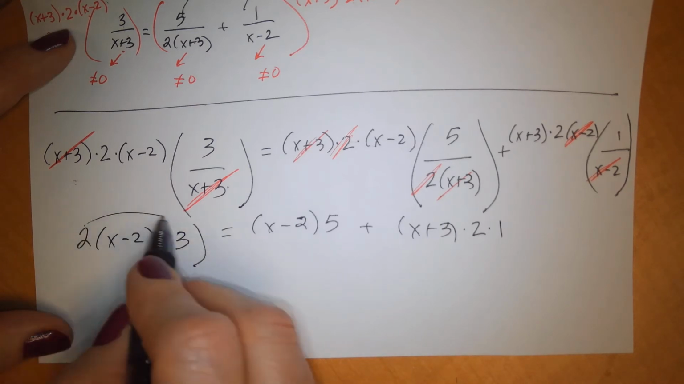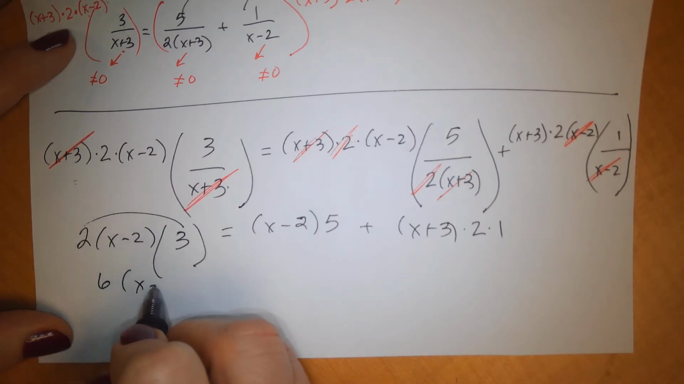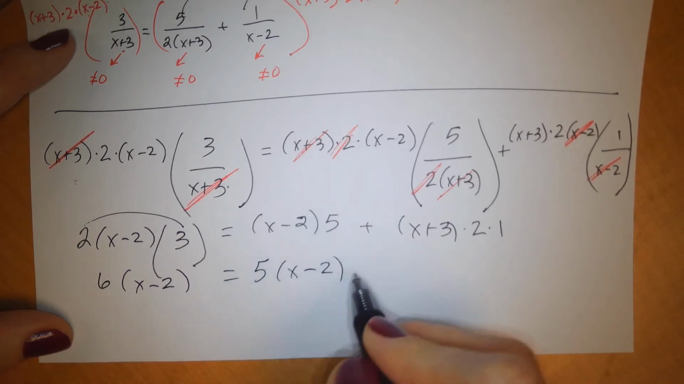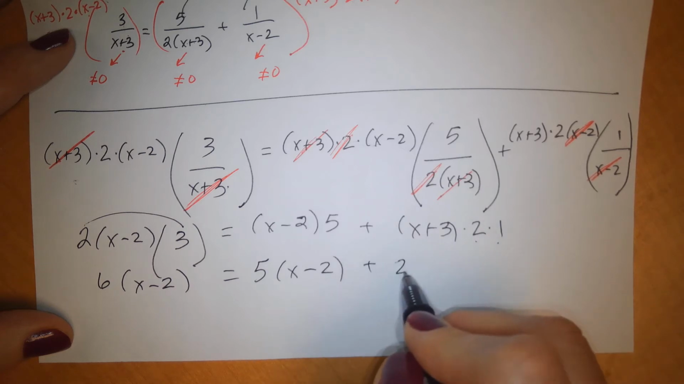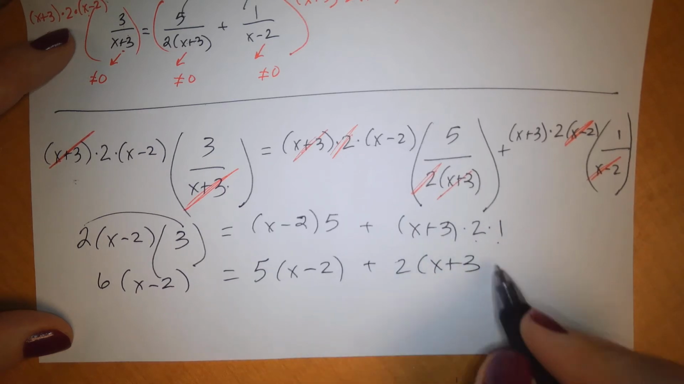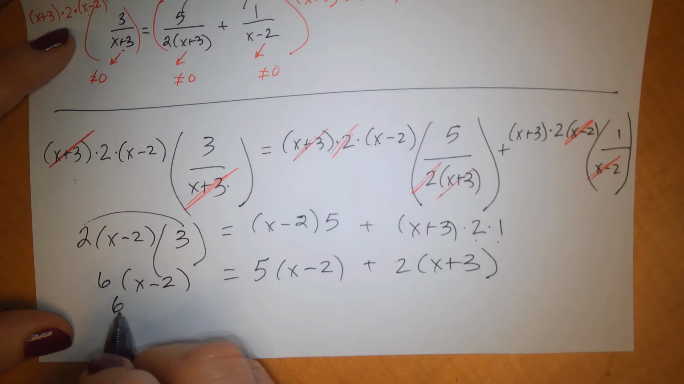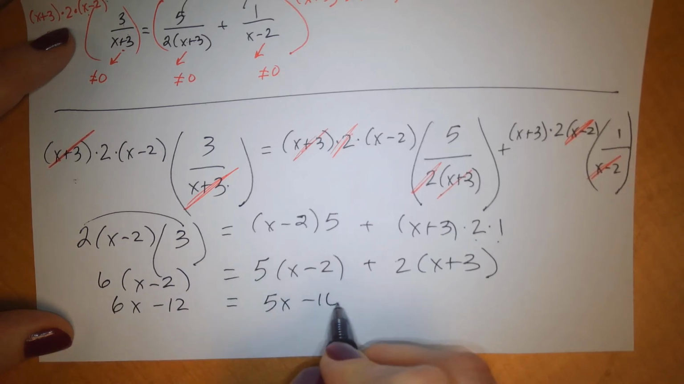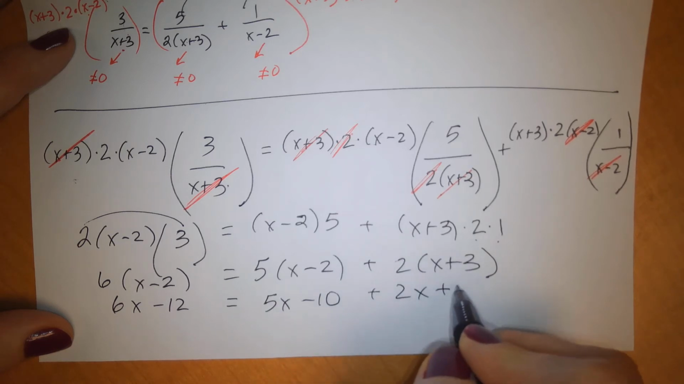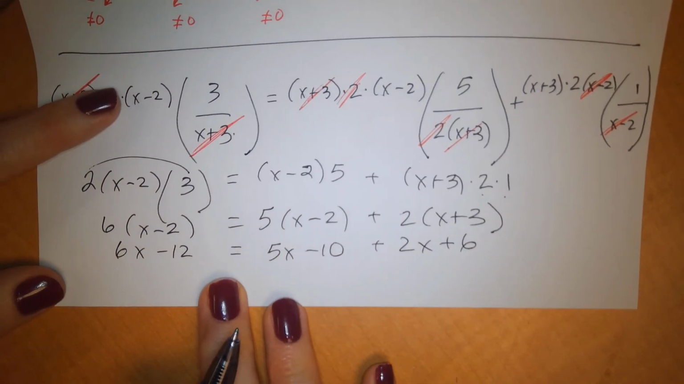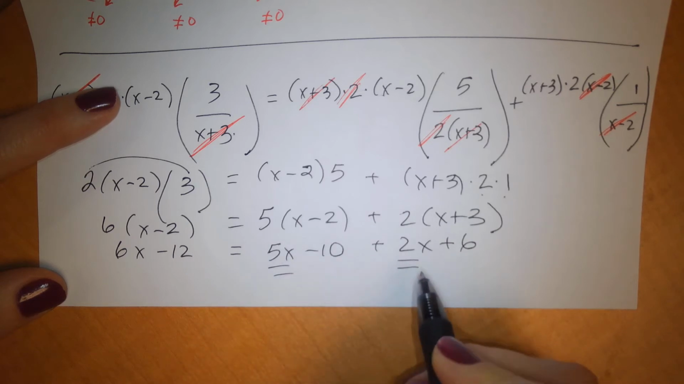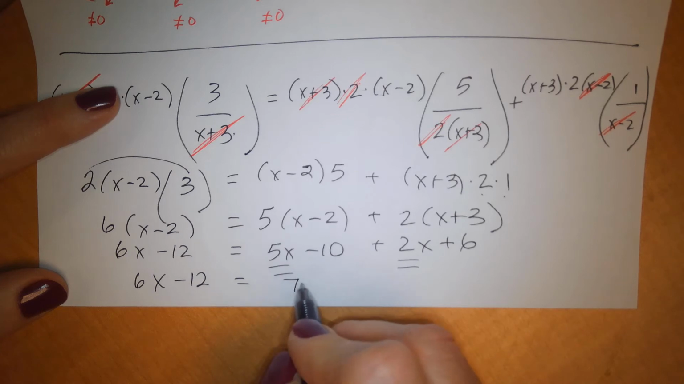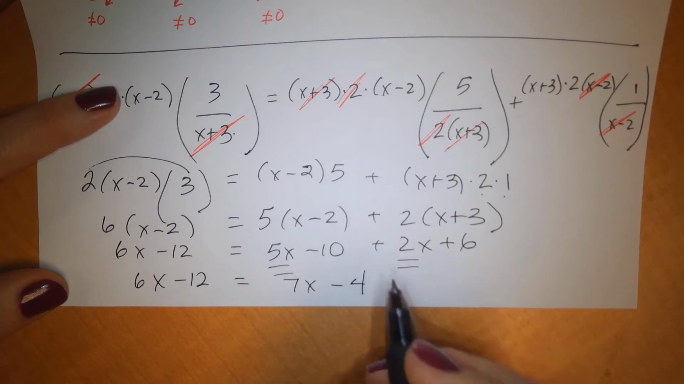So let's combine. 2 times 3 is 6, 6 times x minus 2. 5 times x minus 2. 2 times 1 is 2 times x plus 3. Distribute. 6x minus 12 equals 5x minus 10 plus 2x plus 6. Combine like terms. 6x minus 12 equals 7x minus 4.